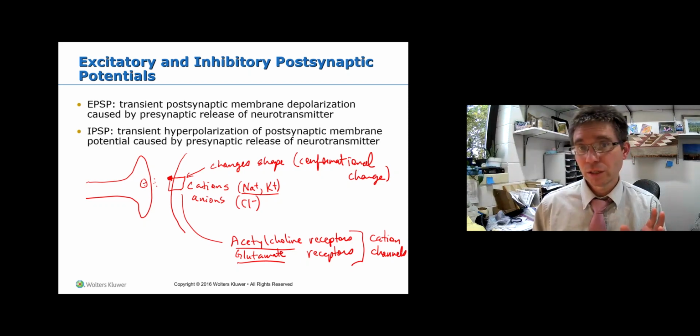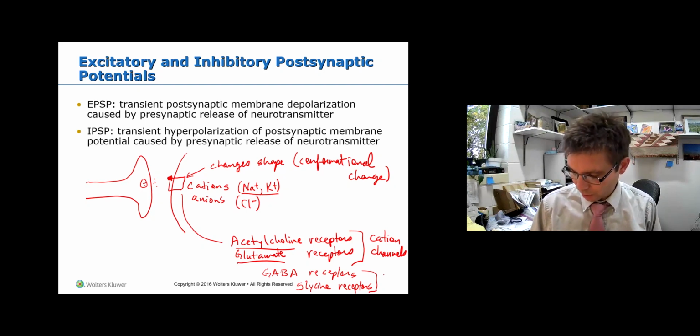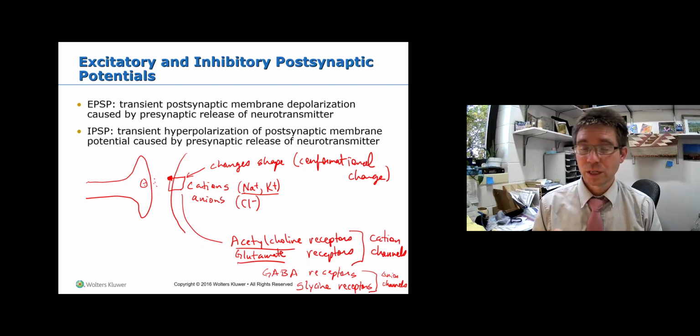Let me just briefly mention the anion channels. So the anion channels are gated by an amino acid neurotransmitter called GABA. So GABA receptors and glycine, which is another amino acid, glycine receptors. These, when they are the ionotropic versions of GABA and glycine receptors, are anion channels, and they will then let chloride through. But again, GABA and glycine can bind to other types of receptors too. We'll talk about those. So those will be the metabotropic receptors. Just like acetylcholine and glutamate can also bind to metabotropic receptors. But when we're talking about ionotropic receptors, acetylcholine and glutamate open cation channels, whereas GABA and glycine open anion channels.